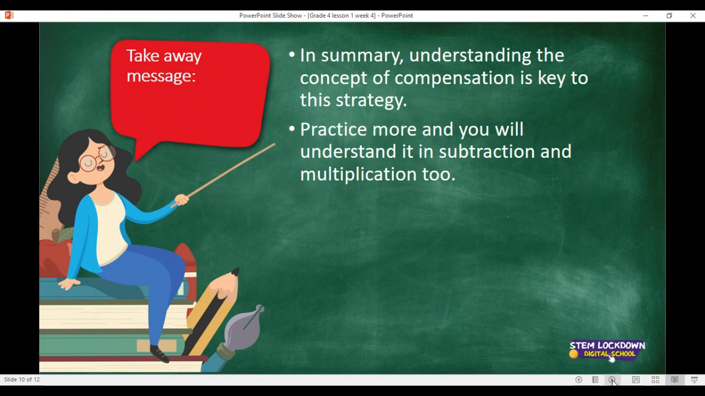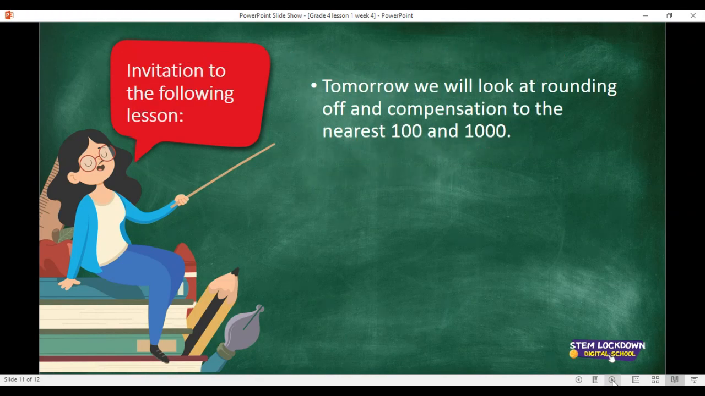So let's check what we're doing tomorrow. Tomorrow we're going to look at rounding off and compensation, and compensating to the nearest 100 and 1000. And thereafter, we're going to look at the breaking down method when we add, and also the column method. And when I have exposed you to these methods, you can choose the right strategy that you're comfortable with, that you know like the back of your hand.